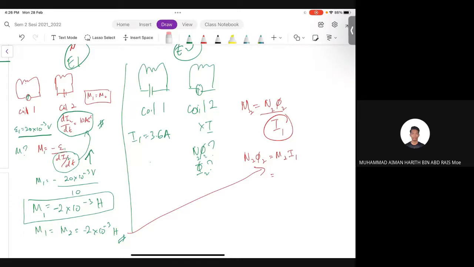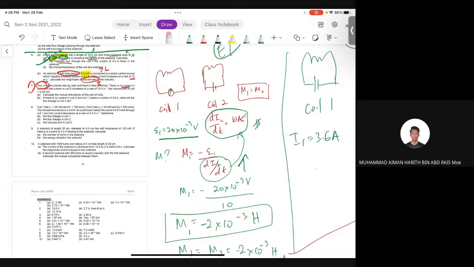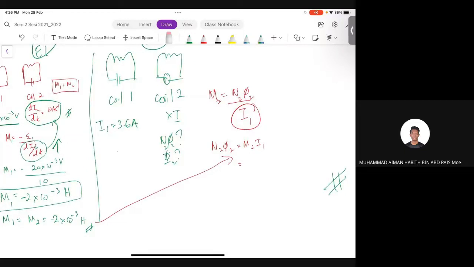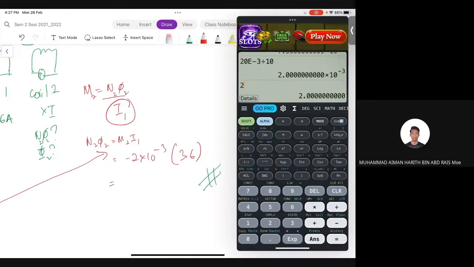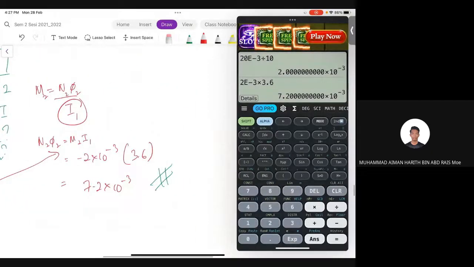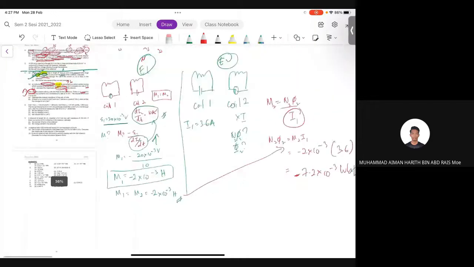Dia masih menggunakan mutual inductance yang sama. So M 2 darab 10 power negative 3, dan I1 adalah 3.6. So you akan dapat 2 times 10 power of negative 3 times 3.6, so 7.2 times 10 power of negative 3, and the unit adalah Weber. Dia pun masih ada negatif lagi ni. Negatif tak?